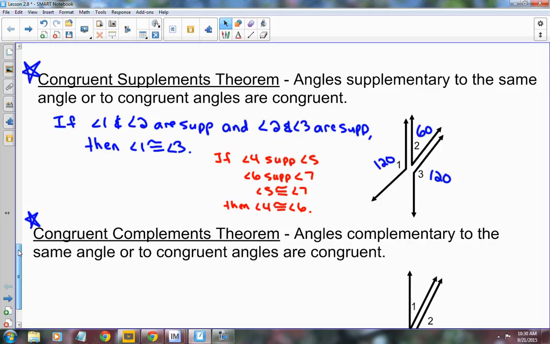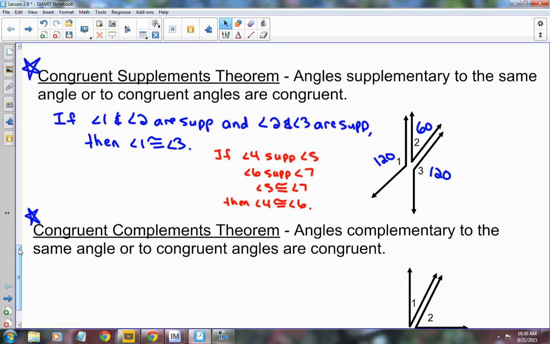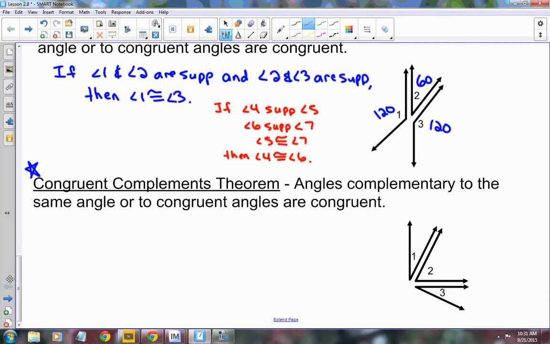We also have the congruent complements theorem. Oh, and before I do that one, I told you last week that when you use a theorem or a postulate as a reason, you can't just put the postulate number or the theorem number, right? But if it has a special name, you can use that name, and you can abbreviate, that's fine. So if you were going to use this in a proof, you could write congruent supplements theorem. That'd be sufficient, so you wouldn't have to write it all out. The congruent complements theorem works exactly the same way.